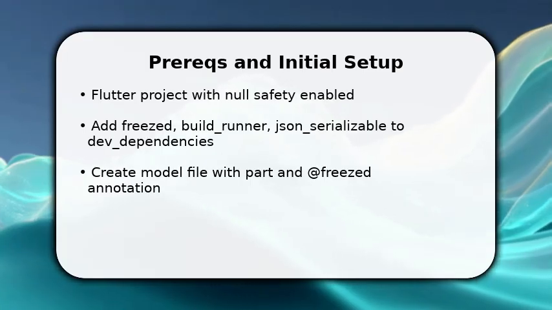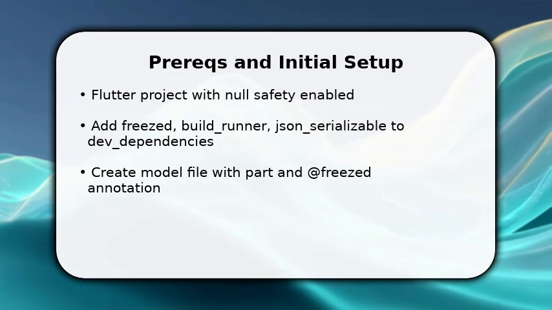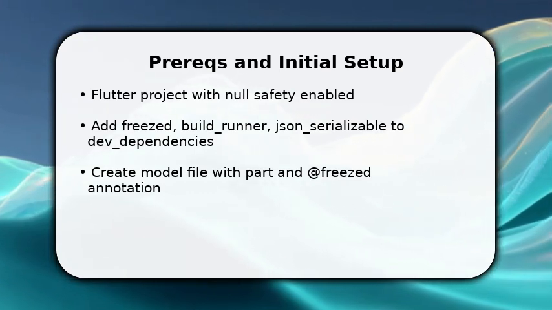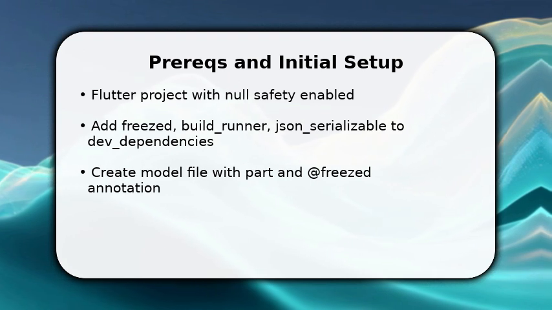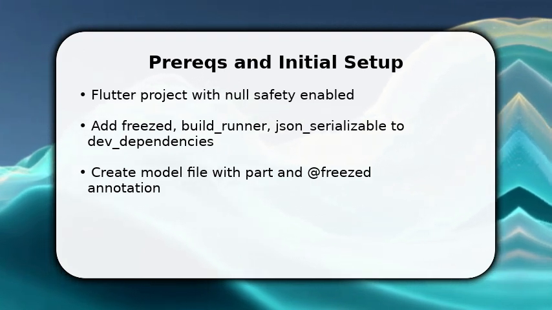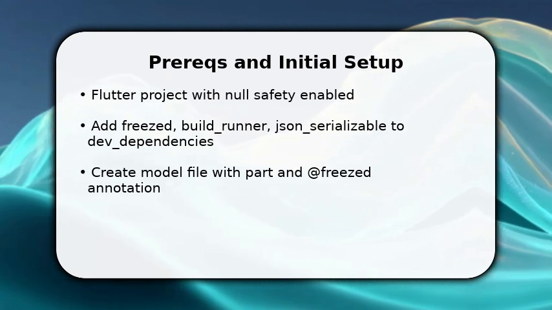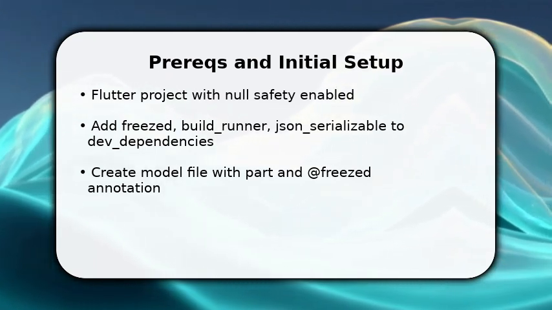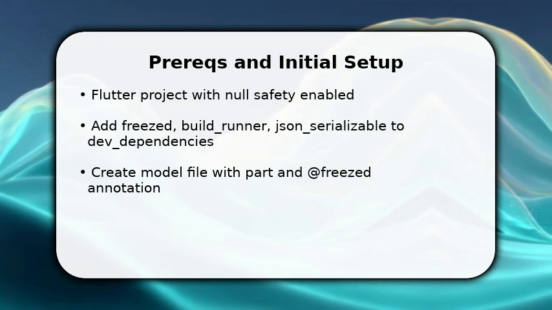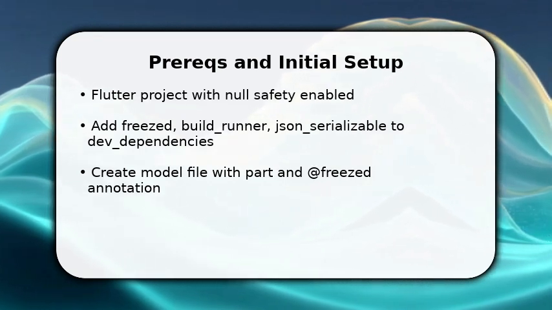You start by confirming Flutter uses null safety and you have a working project. Install freezed, build_runner and json_serializable in pubspec, then run flutter pub get. Create a model Dart file and add the required part directives and the freezed annotation. Once done, declare your factory constructors and fields.